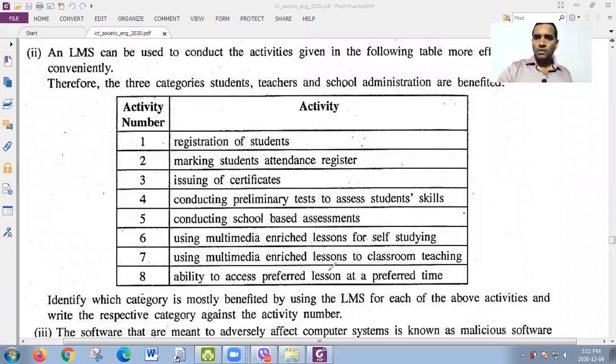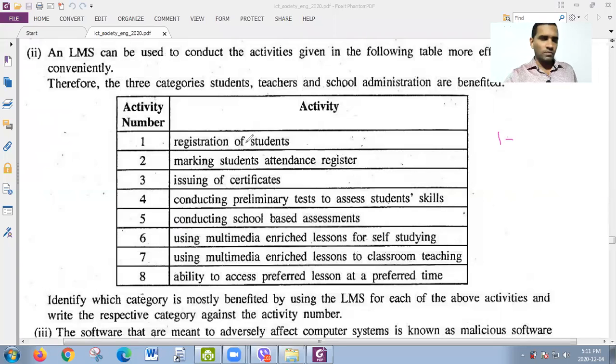So look here. If it is 1, this is the activity number, and now I have to write the category. Registration of students, right? So you may think that these activities take place in a school. That may be very simple, because LMS can be used in schools and also in higher level education institutions like universities and other colleges, right? But for now, think that these are taking place in a school.